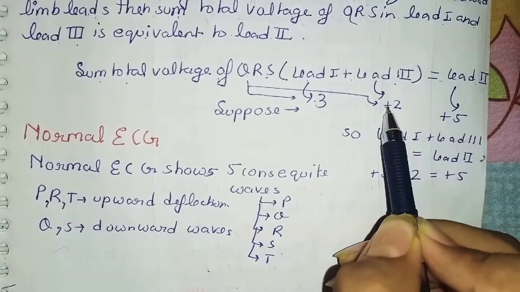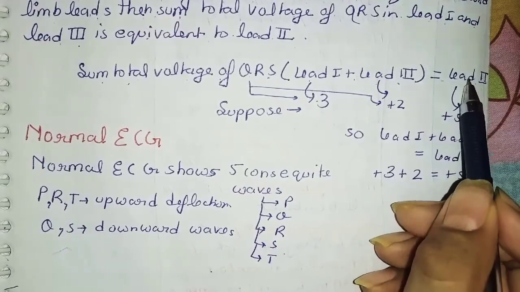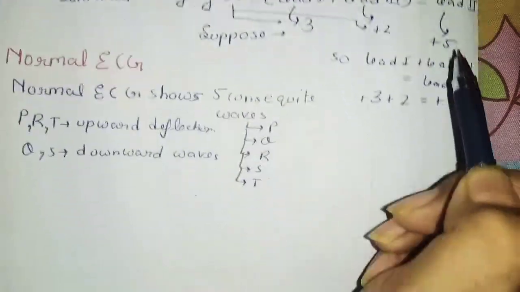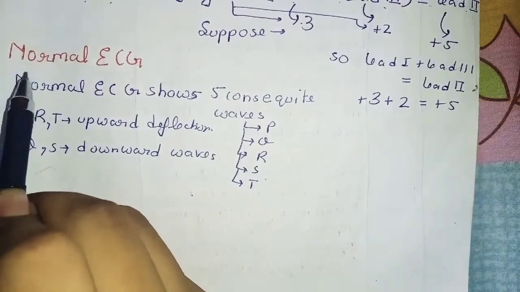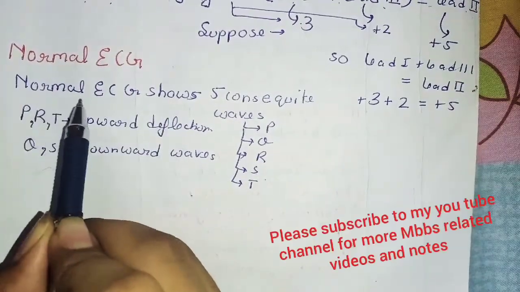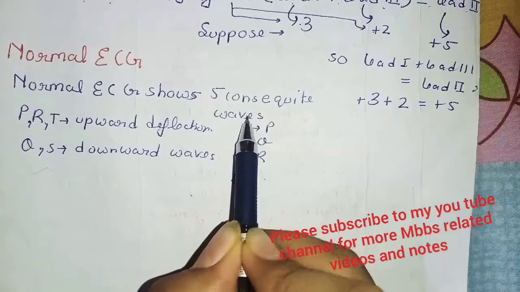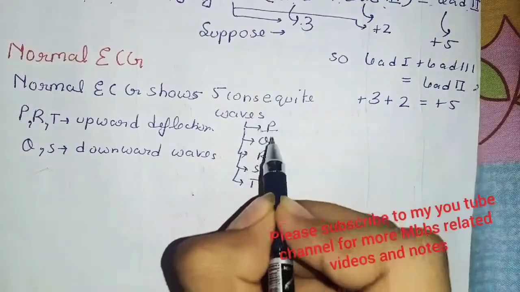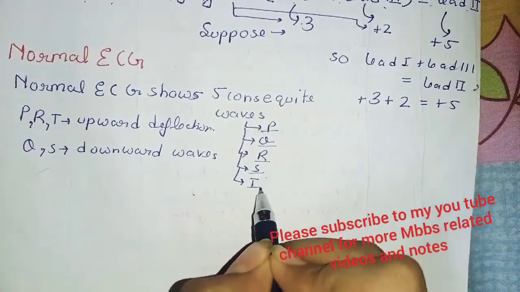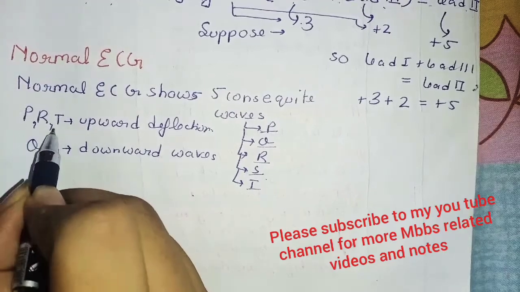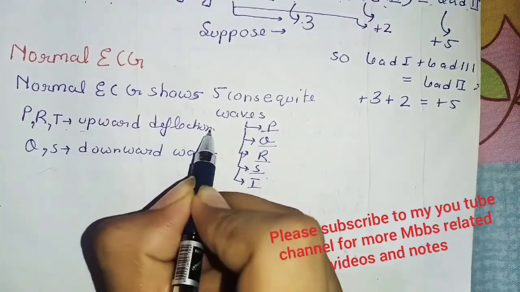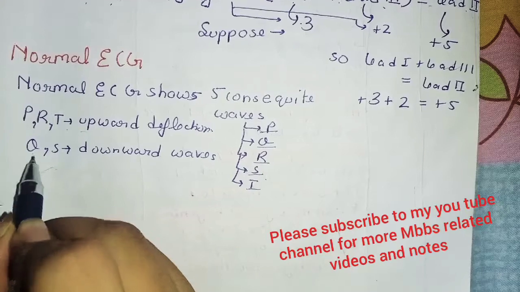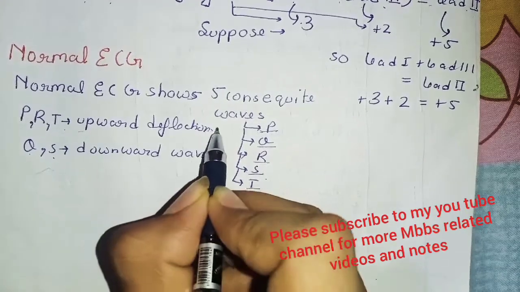Lead 3 is plus 2. Then lead 2 will be plus 5. Now what is normal ECG? Normal ECG shows 5 consecutive waves: P, Q, R, S, T. P, R, T are upward deflections. However, Q and S are downward waves.